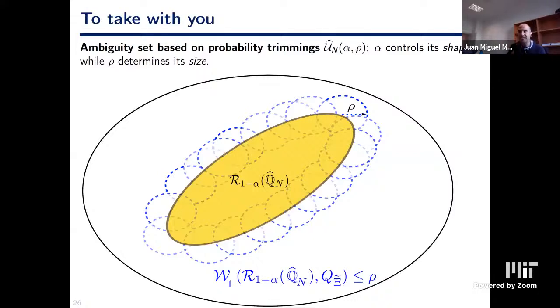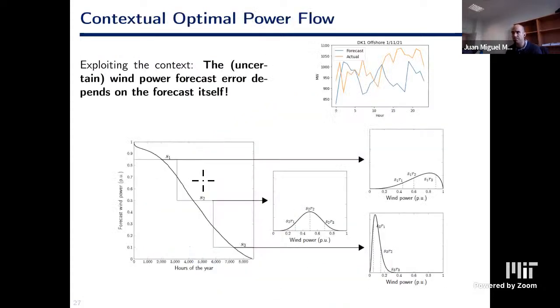So this is the mathematical introduction, and now we're going to illustrate how this is used for power system operations. Specifically, I'm going to talk about the contextual optimal power flow problem. The key idea is that, again, we're going to exploit in this application the fact that the uncertain wind power forecast error is strongly dependent on the point forecast itself. That is something very similar to what we did in the previous example.